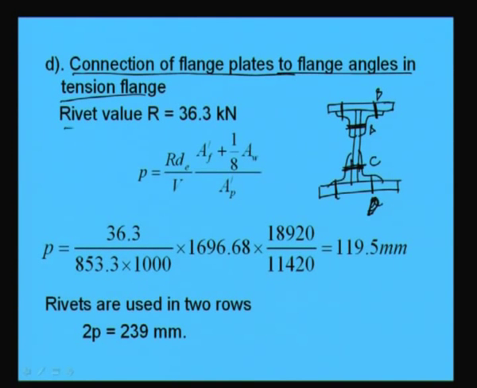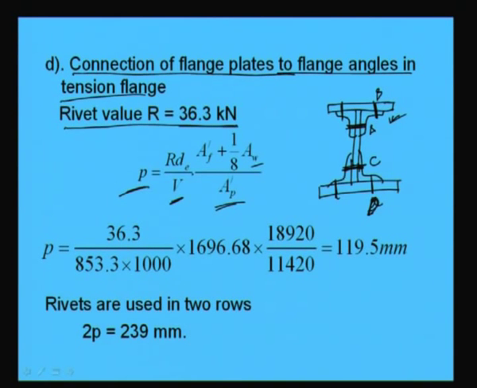So, here rivet value we will get 36.3 kilonewton, as earlier we have done in case of compression flange. In case of compression flange already we have calculated the rivet value. So, we can find out the pitch. Pitch will become R d E by V into A F dash plus 1 by 8 A W by A dash P, right.